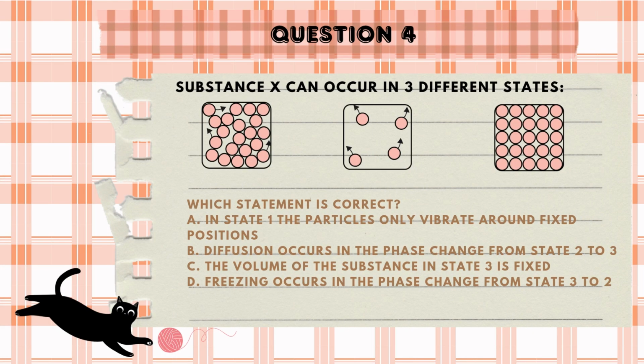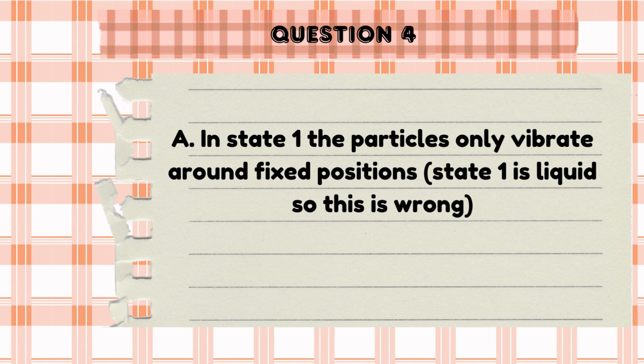Which statement is correct by looking at the diagrams? First one is liquid because the particles are sliding over each other. Second one is gas because they are spread out and moving in all directions. And third one is solid because no apparent movement is seen and the particles are packed neatly in rows. A says that in state 1, the particles only vibrate around fixed positions, which is wrong because state 1 is a liquid and the description is for solid.